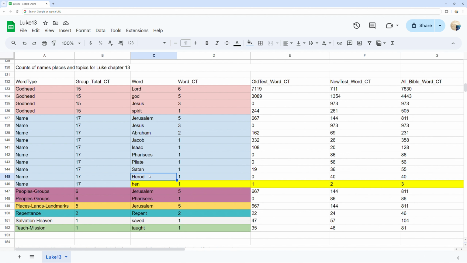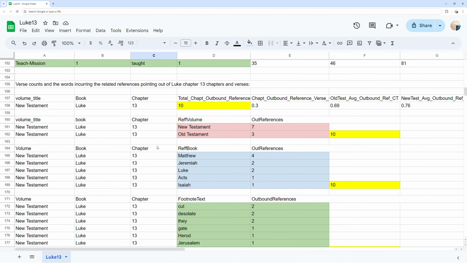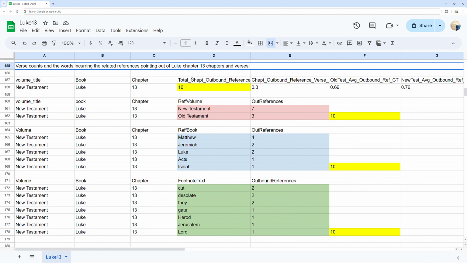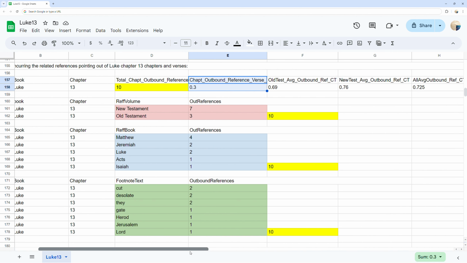Verse counts and the words incurring the related references pointing out of Luke chapter 13 chapters and verses. You can see in yellow the total outbound references pointing out Luke chapter 13 at 10 references, as well as the counts per each verse in Luke chapter 13 and the average outbound reference per verse at 0.3 per verse, and see the per verse rates for the Old Testament, New Testament, and both to the right for comparison.